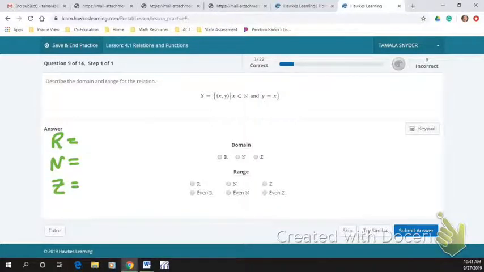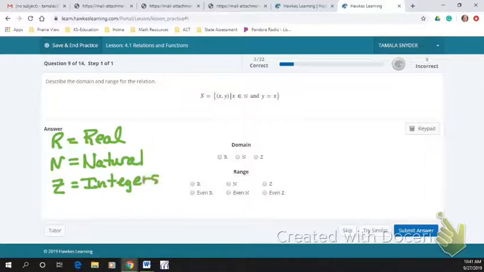Okay, well, let's talk about what R, N, and Z mean down here. R means the set of real numbers. N means the set of natural numbers. And Z means the set of integers. You know what real is, that's everything, right? Real is absolutely everything.